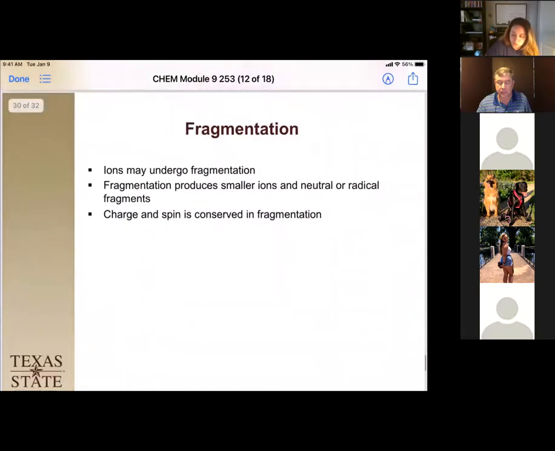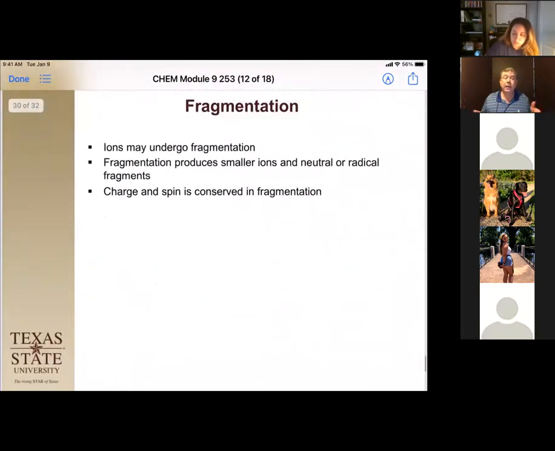Okay. So let's talk about fragmentation. All ions tend to fragment to some extent. That's why the parent ion peak is rarely the base peak. So the base peak is your tallest peak, and it's usually the most stable fragment. Okay. So usually we have it fragment in a particular way.